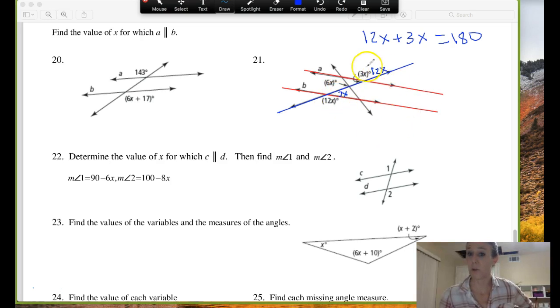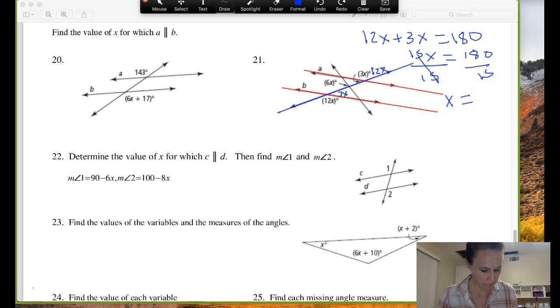And if that is true, that has to be 12x and that has to be 12x. That has to be 3x, that has to be 3x. This would make a line, it would have to be 180. So this is where I'm going to work it here. This one takes a little bit more thinking. 12x plus 3x is 15x. That equals 180. And then to solve for x, I'm going to divide both sides by 15. And I'm going to get x equals, what's 180 divided by 15?